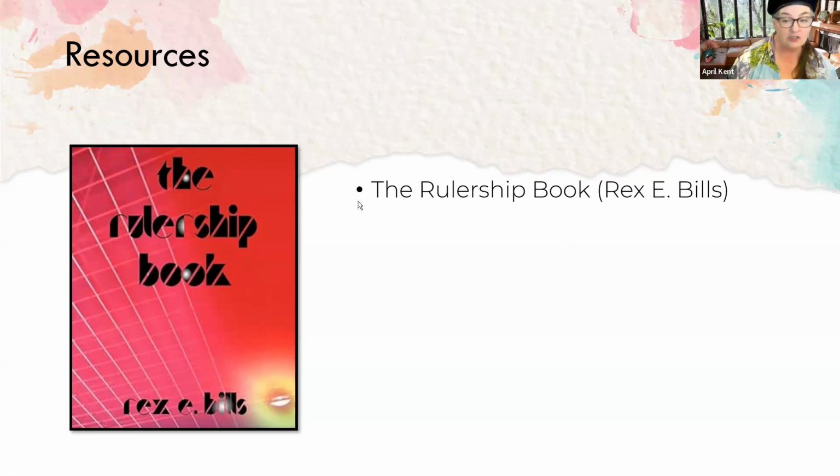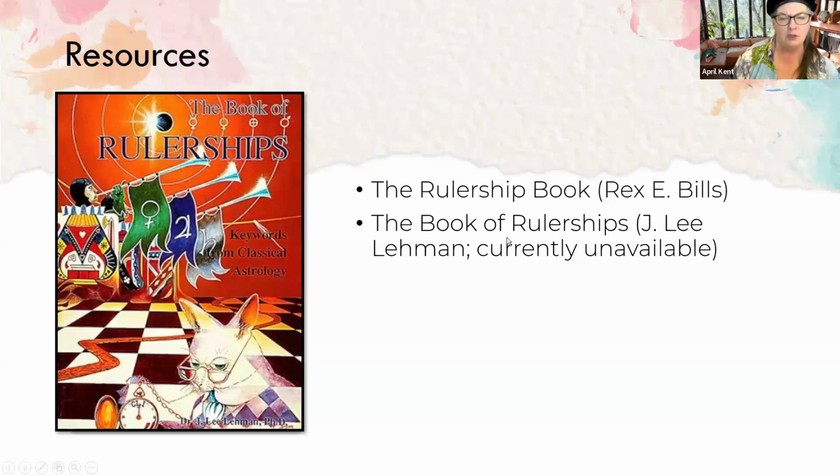People asked before about books, and I love the Rulership book by Rex Bills. I have it next to my computer at all times, including right now. There's a really old version of it, but it gives the planetary ruler of everything. It is alphabetical, and it's also organized by signs and by planets and houses, and it's great. The Book of Rulerships by Lee Lehman, I think, is no longer in print. If you like traditional or classical astrology, it would probably be your choice, but again, it's hard to find.